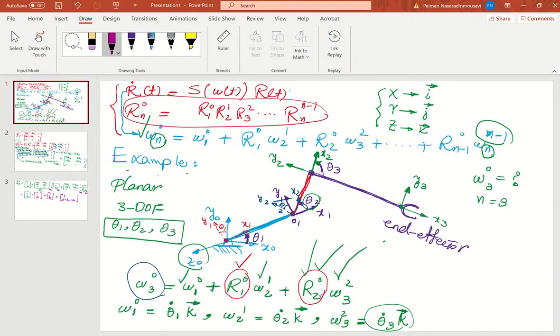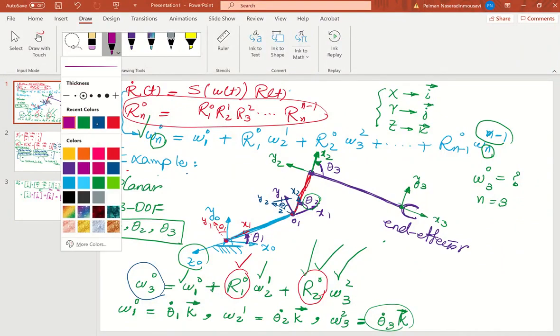Theta 1 axis of rotation is Z out of the page. Theta 2 axis of rotation is Z out of the page. Theta 3 axis is Z out of the page. That's right. So it's enough that you add them because they are in the same direction. Understand? They are in the same direction. So you answer theta dot 1, theta dot 2, theta dot 3.